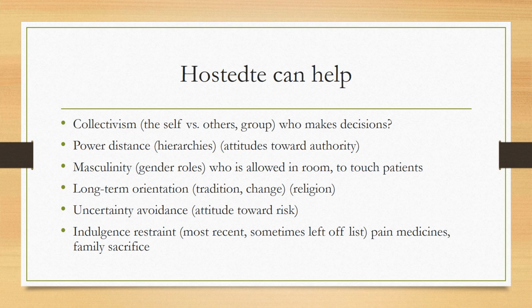Long-term orientation, this probably relates to religion, as well as tradition and change. How are they going to view death? Some cultures see death as, you're going to be dead a long time, but you do have an experience in the afterlife, so this is a preparation for that. Uncertainty avoidance is probably not as closely tied in, but the indulgence and restraint really is, because this would have to do with pain medications. How much pain medication do you want to have?